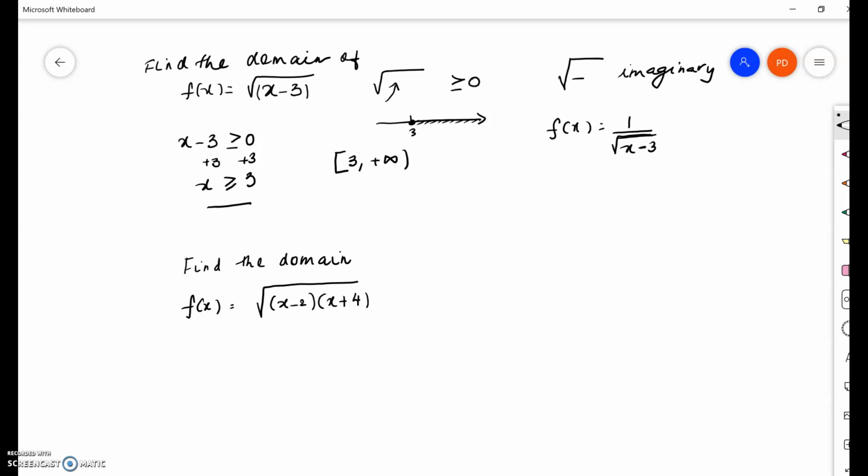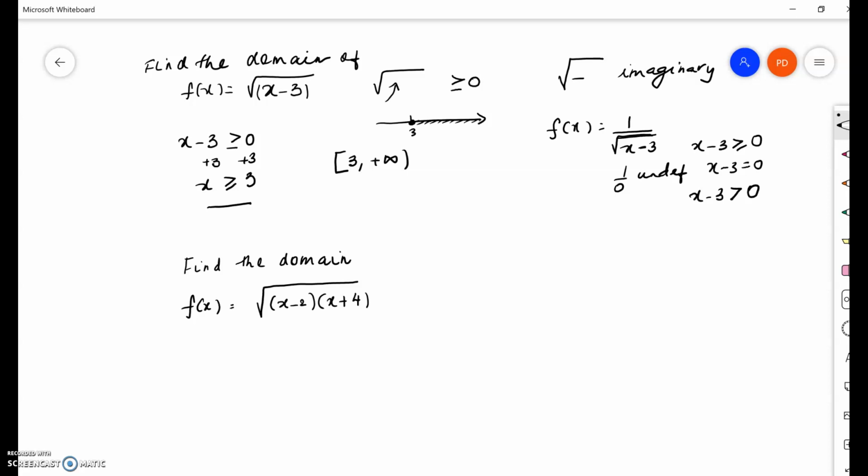Here we would think exactly the same way, except for one little thing. First of all, we need to make sure that x minus 3 is greater than or equal to 0, but then if x minus 3 were to be equal to 0, then we would have a 1 over 0 which is undefined. So therefore, we consider x minus 3 greater than 0.